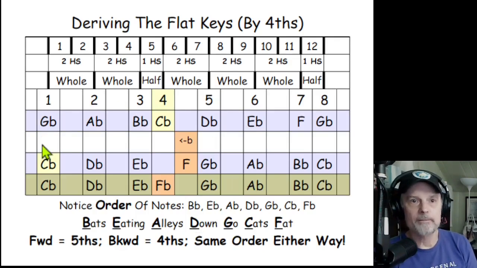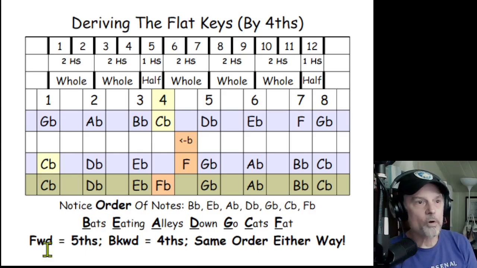Using G flat, our 4th is C flat. Writing the notes starting with C flat, we flat the 4th to get F flat. The key of C flat has 7 flats: B flat, E flat, A flat, D flat, G flat, C flat, and finally F flat. This is bats eating alleys down go cats fat. Again, the same order, but it's backwards.